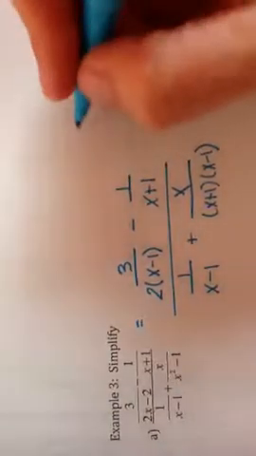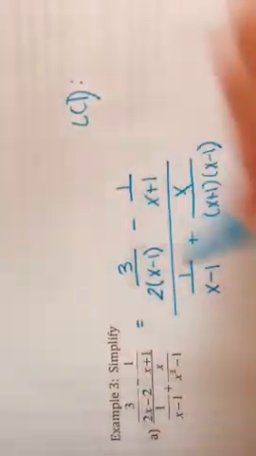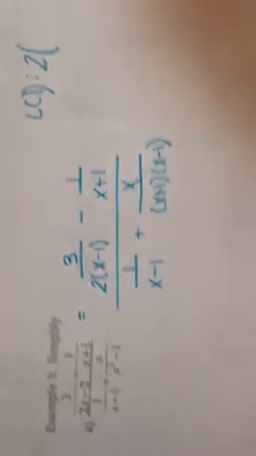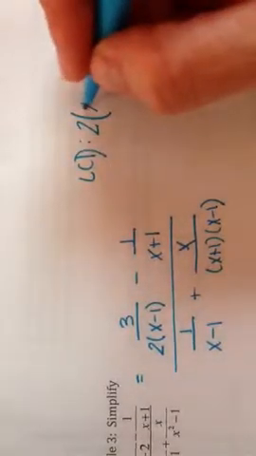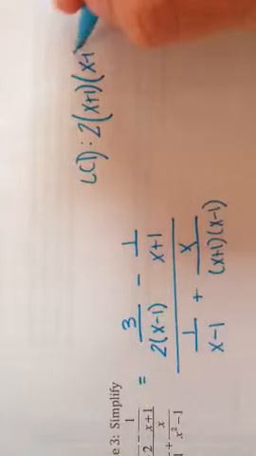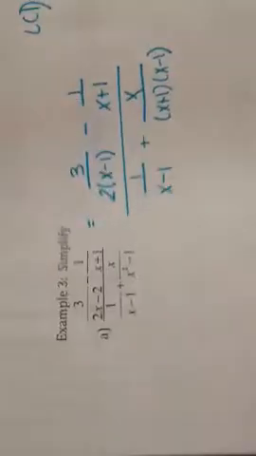So my LCD, the greatest number of times that a 2 occurs is once. The greatest number of times that x plus 1 occurs is once in my terms. The greatest number of times that x minus 1 occurs is once. Okay, so there's my LCD. So now I'm going to multiply all my numerators by my LCD.